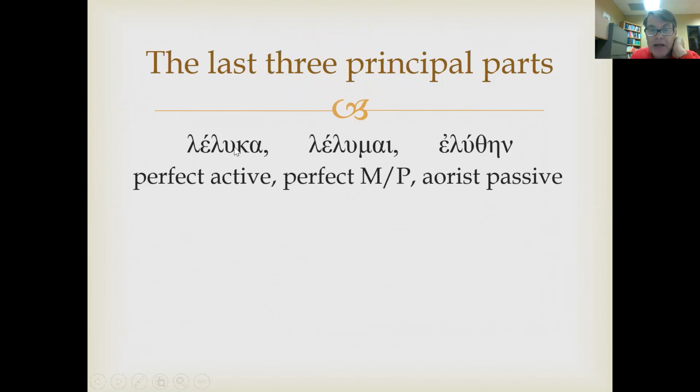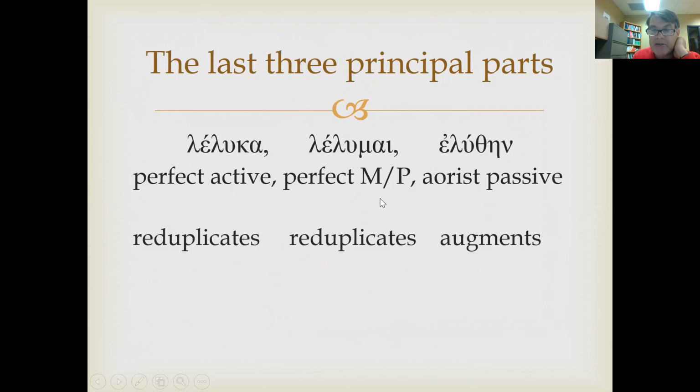Perfect active, you take that perfect stem and you put a kappa alpha on the end of it. Okay, so there you have it. So this would be translated: reduplicates, and the aorist augments in the past. When it's in the indicative, it augments. Okay, so theta eta is the indication of the aorist passive.